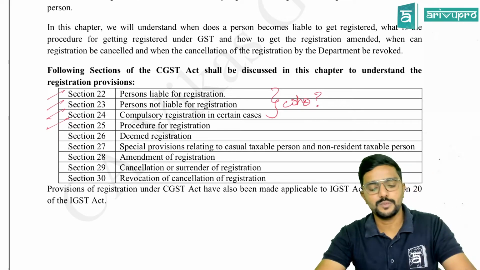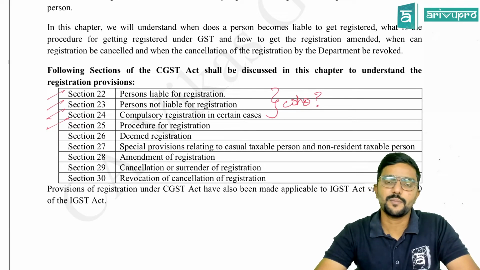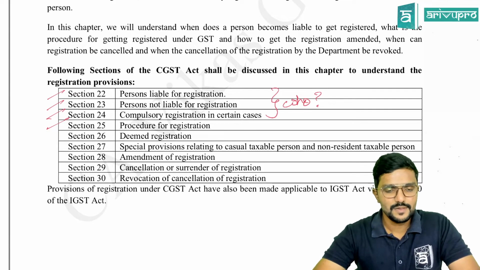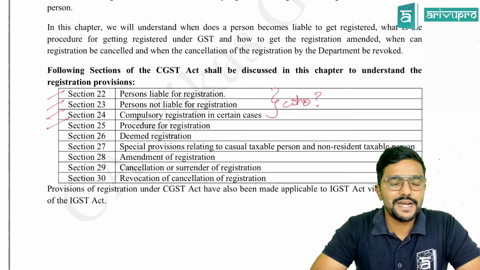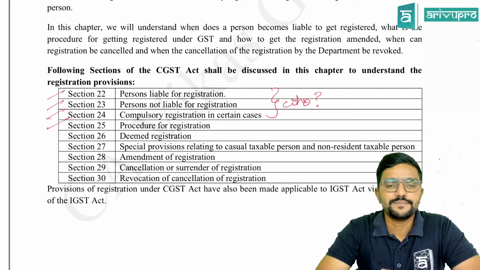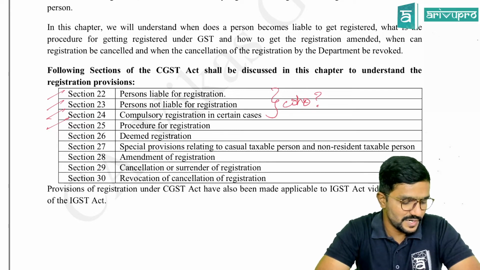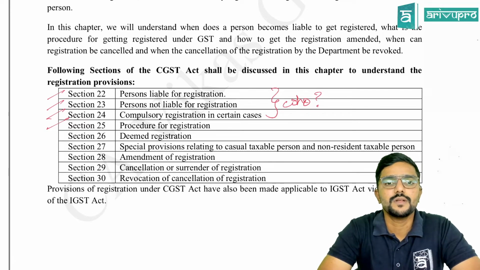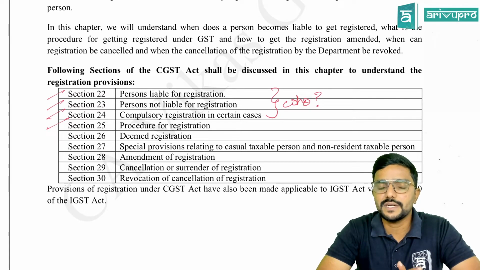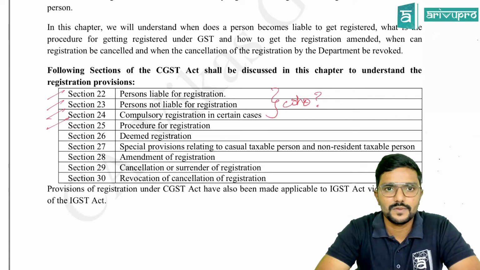So come to the notebook where you have written the section numbers at the beginning. I will make you write the sections we will be covering in today's class. Come, guys, quickly open your notebook. Come to the first page where you have written the section numbers. I think you would have written under CGST till 21, which talks about ITC. Now you write 22.